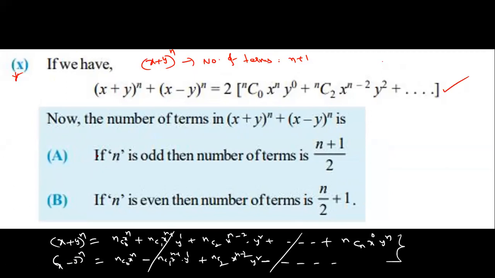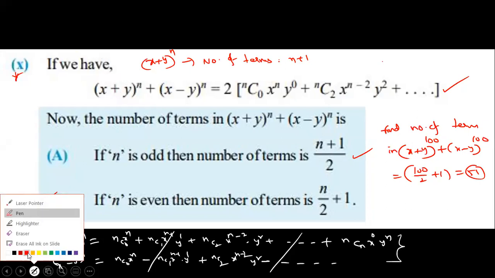Fine, conclusion. If n is odd or n is even, we get different cases. If n is odd, the answer is (n plus 1) by 2. If n is even, the answer is n by 2 plus 1. Number of terms in (x + y)^100 plus (x minus y)^100: anyone, what is the answer? Why? n is even here. So the answer is 100 by 2 plus 1.